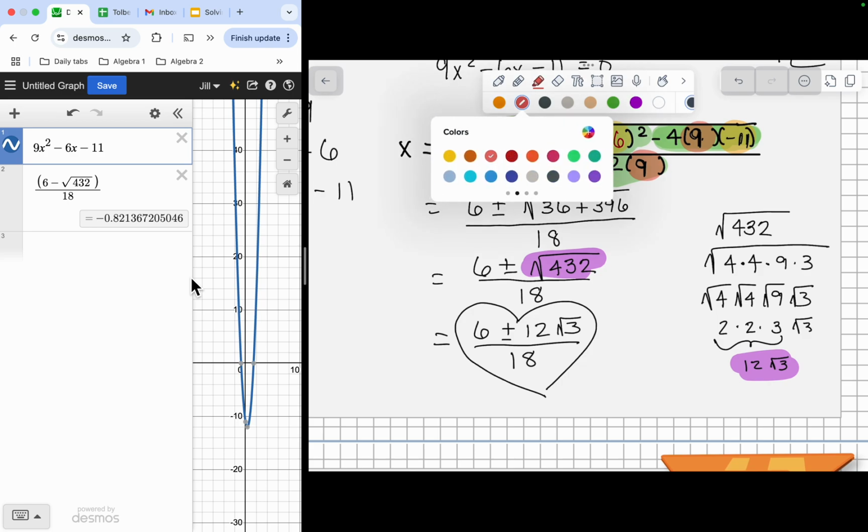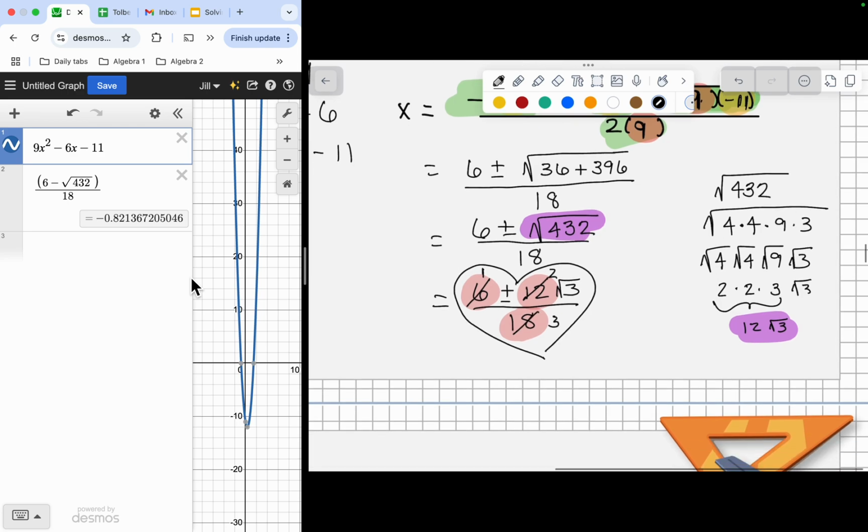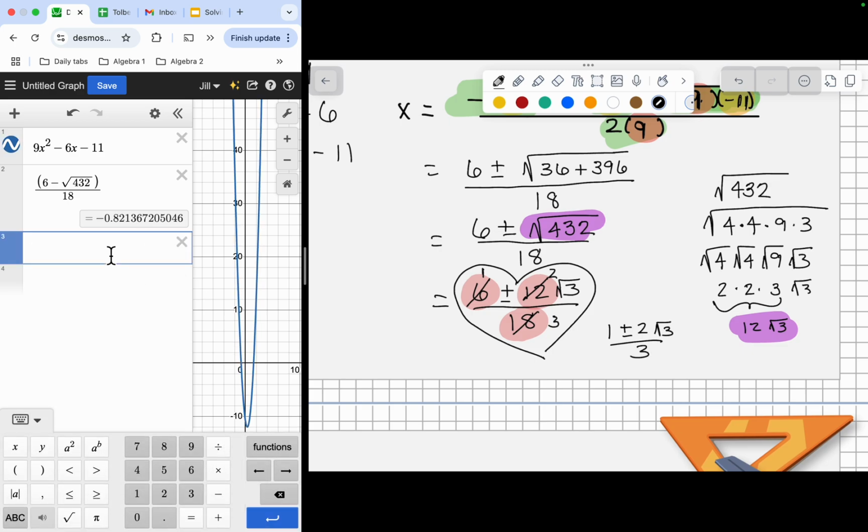They're all divisible by 6. So I can divide each one of these by 6. 6 goes into 6 once. 6 goes into 12 twice. 6 goes into 18 3 times. So then my final simplified radical solution is 1 plus or minus 2 square root 3 over 3. And I could go in here and double check and make sure it's the exact same thing.